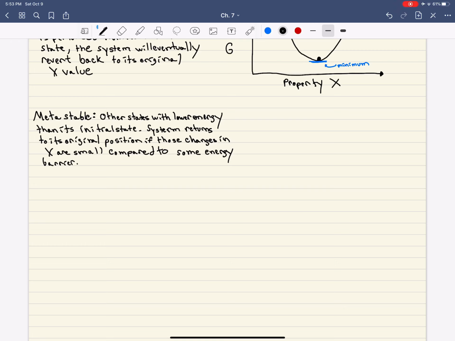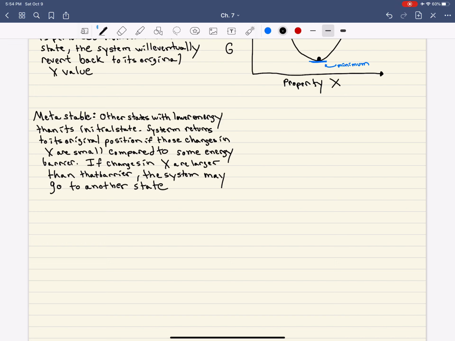Okay? But on the other hand, if the changes in X are large, larger than that barrier, the system may go to another state. Okay. All right, so that's the definition of metastable in words, but let's illustrate it using the same sort of plot that we used previously.